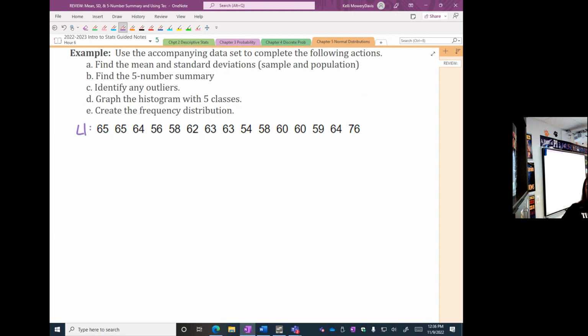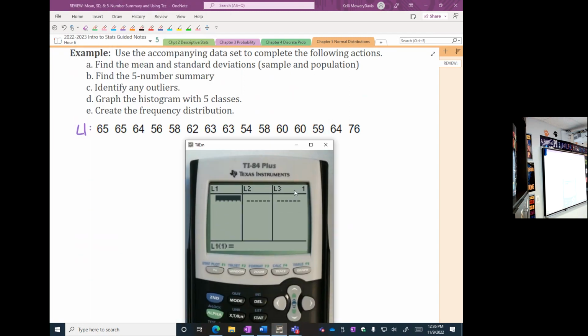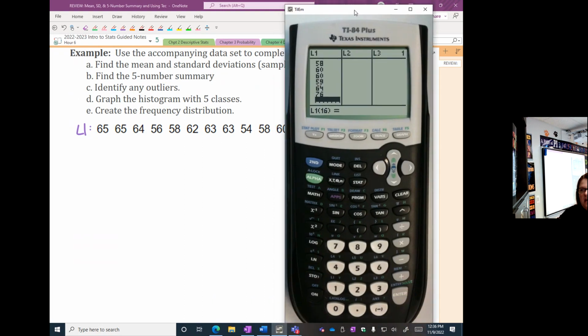So let's get typing. If you go in, I'll read these off if that helps you when I get there. So I'm clearing out what I've got, clear my lists, and then I'll start over. All right, getting ready to read them off. Here we go. 65, 65, 64, 56, 58, 62, 63, 63, 54, 58, 60, 60, 59, 64, and 76. You should have a total of 15 data points in there.